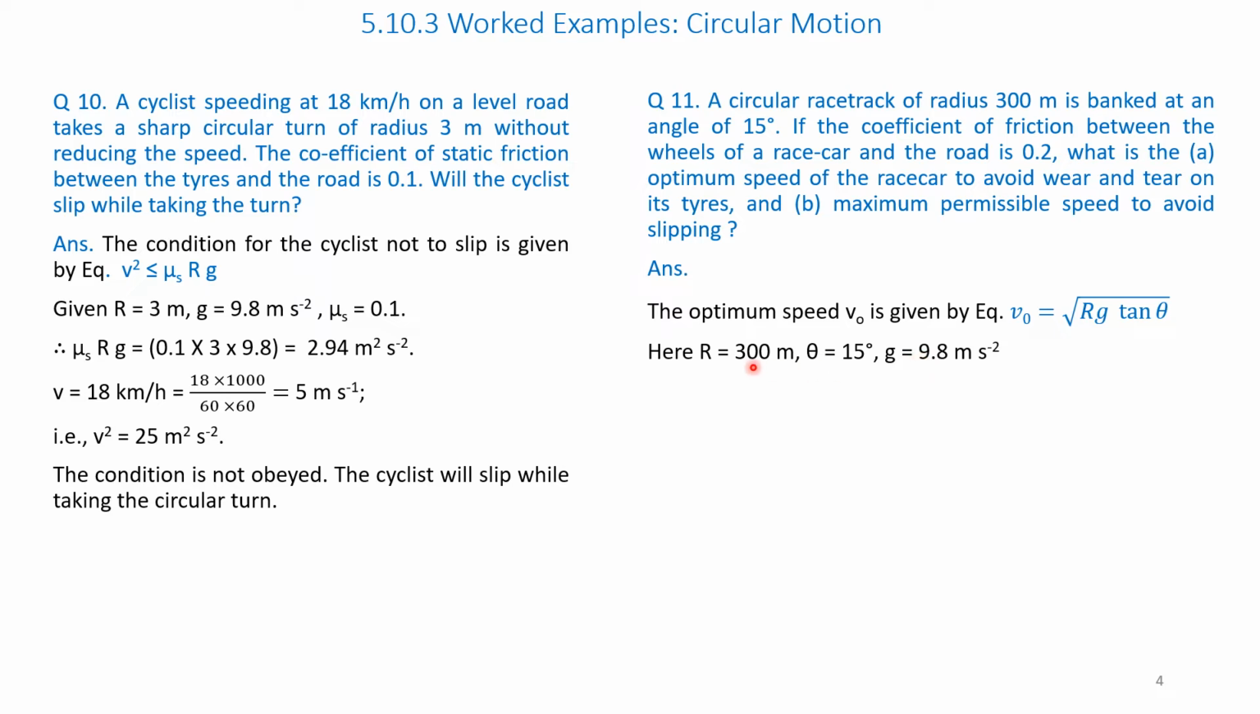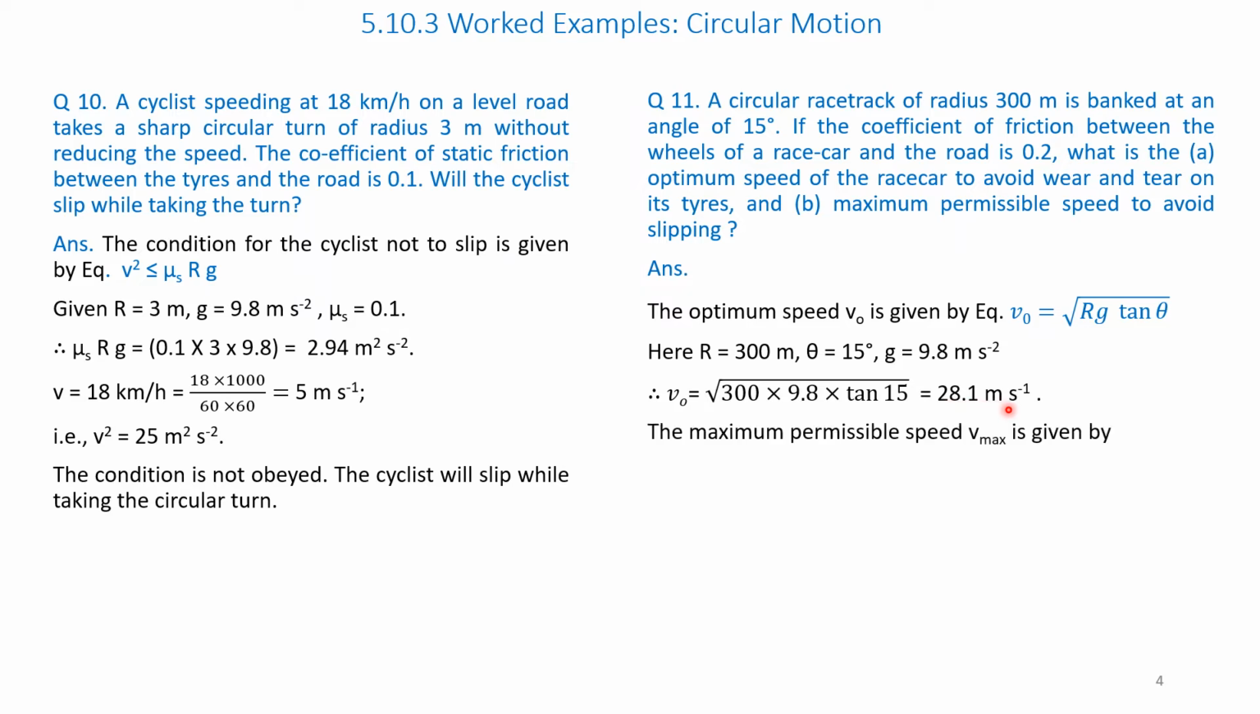Therefore, it is given R is equal to 300 meters, theta is equal to 15 degrees, and we have to assume g is equal to 9.8 meters per second squared. Therefore, v0 is equal to square root of R g tan theta. Substituting the values and obtaining the value of tan 15 degrees from tables, we get v0 is equal to 28.1 meters per second.